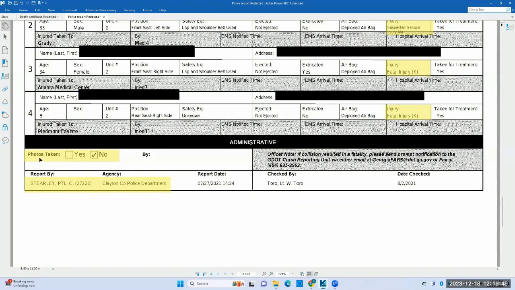So here it says that there were no photos taken. However, that may be because of the separate investigation that was taking place with the STAR team. Here we see who was reporting with the Clayton County Police Department, and we can see their identifying number information.